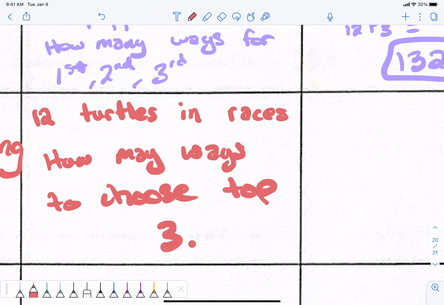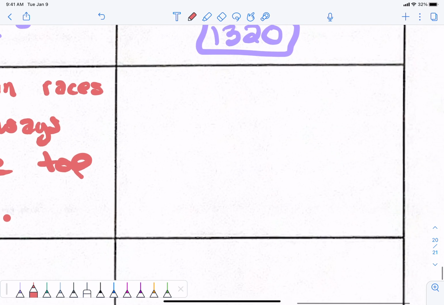Now, if I'm choosing the top 3, I am not looking at the place that they're in. I'm only saying, are you in the top 3 or are you not in the top 3, right? It doesn't matter if you got first or third, you are in the top 3 no matter what. If you make the top 3, you go on to the next round. So order does not matter.